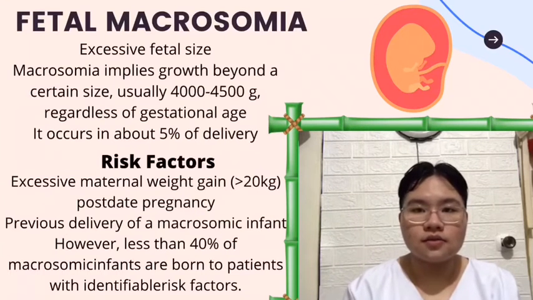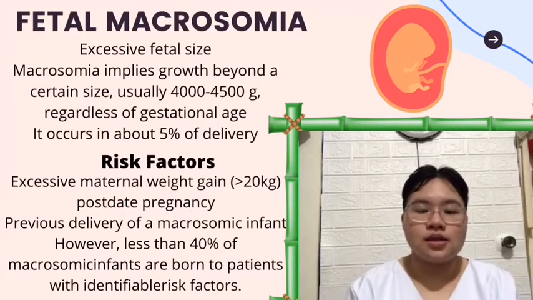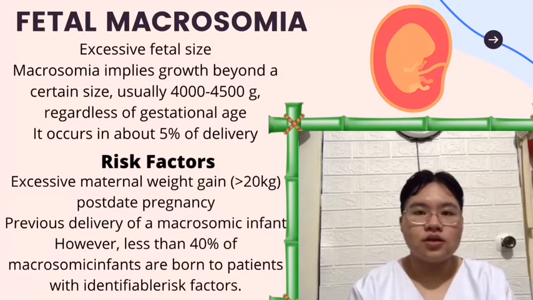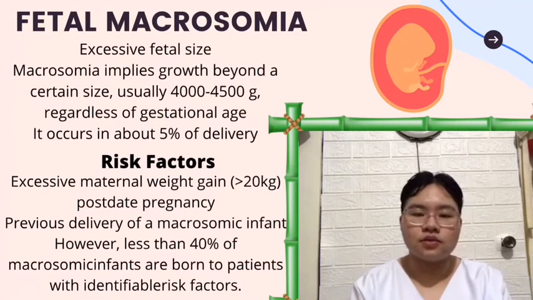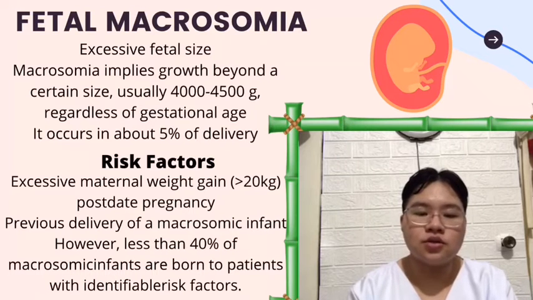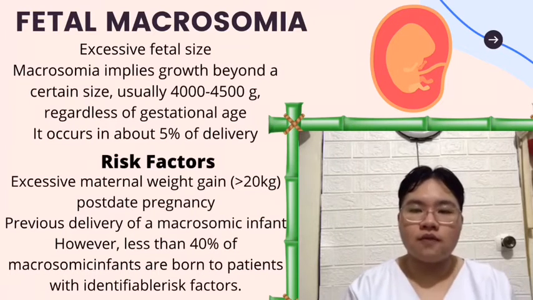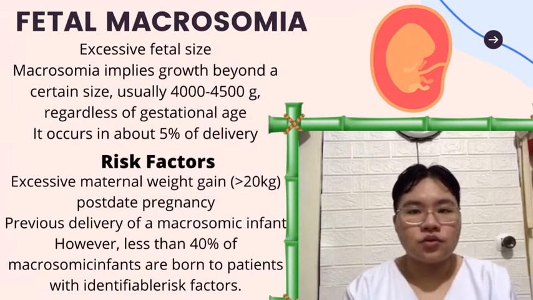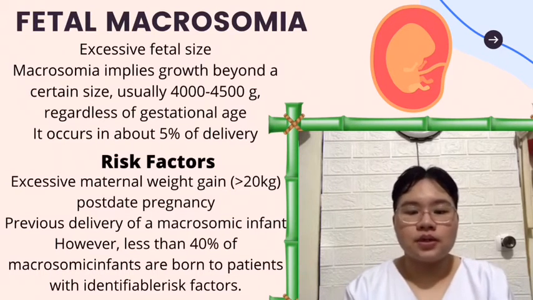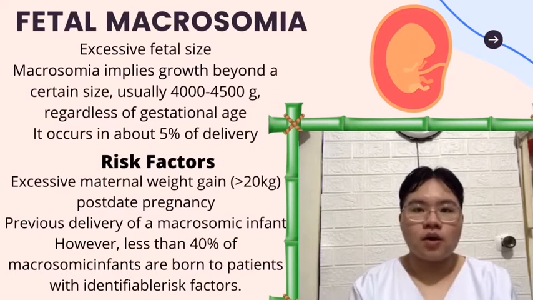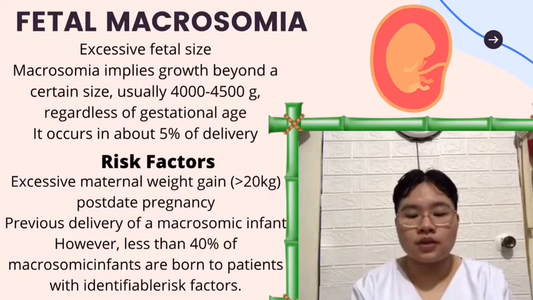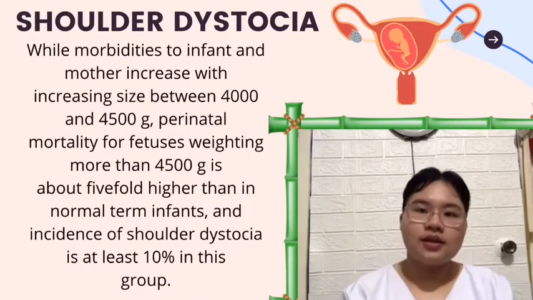Let us discuss fetal macrosomia, also known as excessive fetal size. Macrosomia implies growth beyond a certain size, usually 4,000 to 4,500 grams, regardless of gestational age. It occurs in about 5% of deliveries. Its risk factors are excessive maternal weight gain, greater than 20 kilograms, post-date pregnancy, and previous delivery of a macrosomic infant. However, less than 40% of macrosomic infants are born to patients with identifiable risk factors. Next is shoulder dystocia.